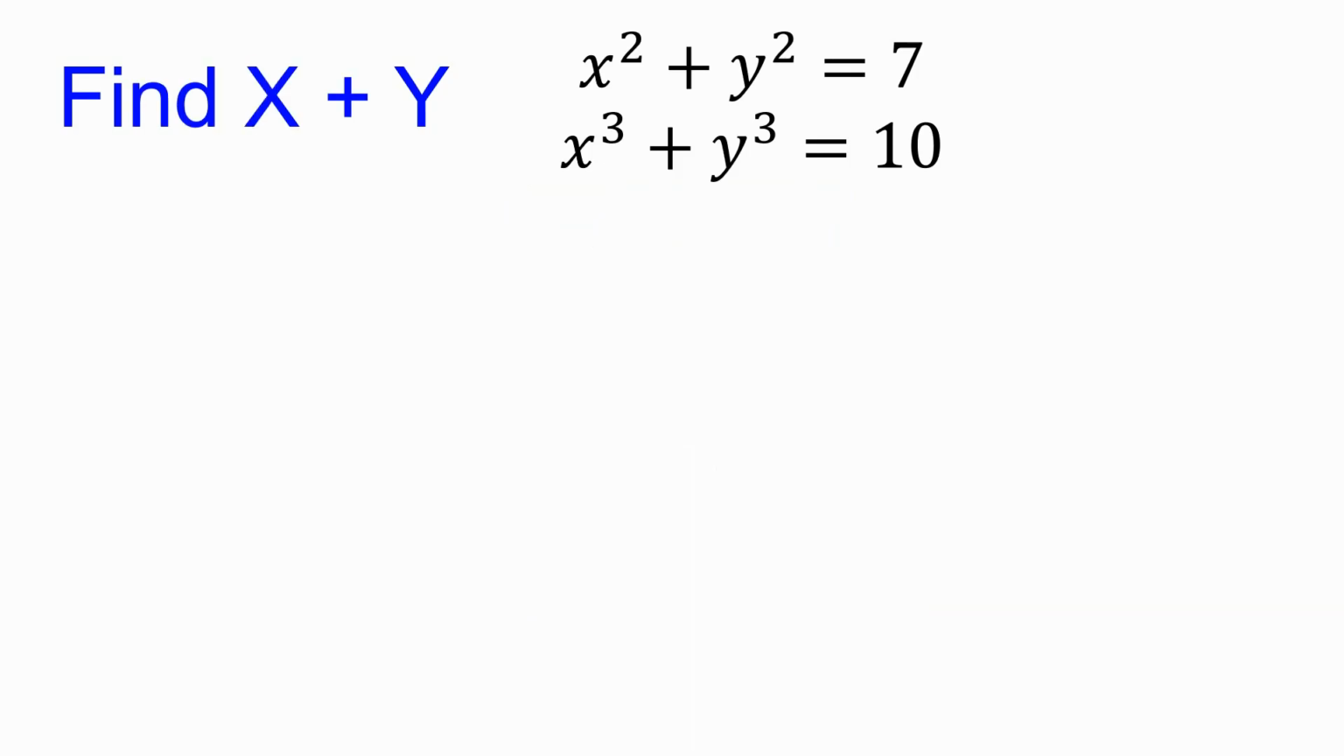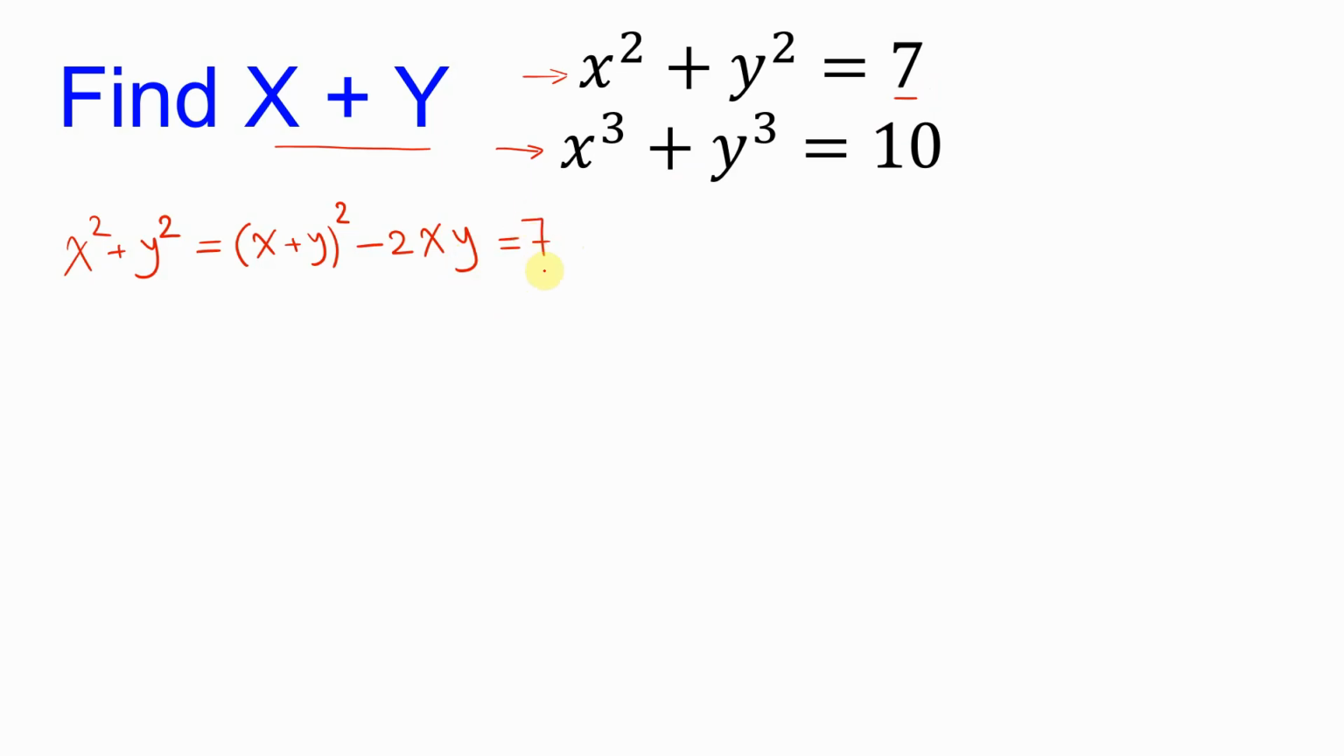Let's jump to it. This is our problem that we're going to solve, and first of all I'm going to start with this system of equations and try to identify x plus y terms in terms of these equations. So we can rewrite x squared plus y squared in terms of x plus y as (x plus y) to the power of 2 minus 2 times x times y, which is equal to 7.